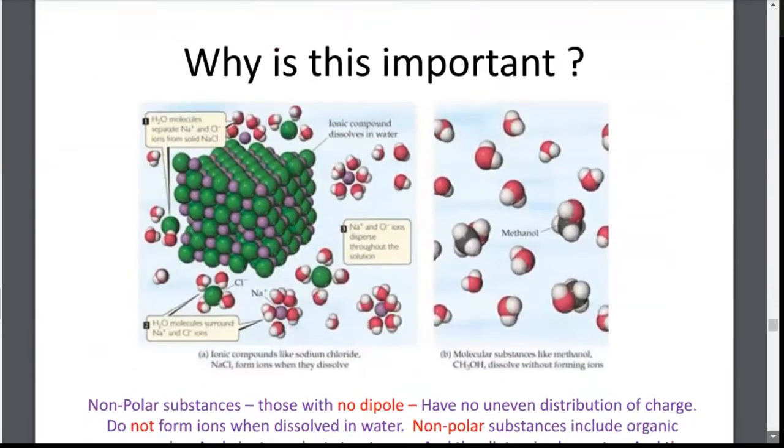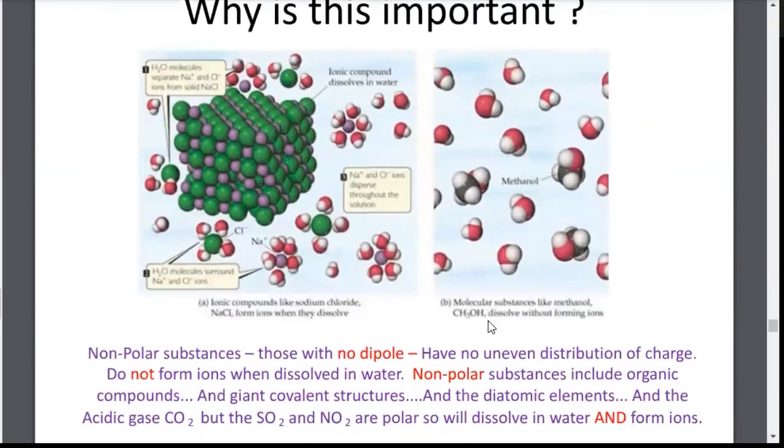There's another quick representation here of what's happening. Non-polar substances are those that do not have a dipole. They haven't got a distribution of charge because they have no uneven distribution of charge. And this is the key point. It's about the charge. One end of the molecule is positive, another end of the molecule is negative. The bigger the difference between the positive and negative, the more polar the substance is.